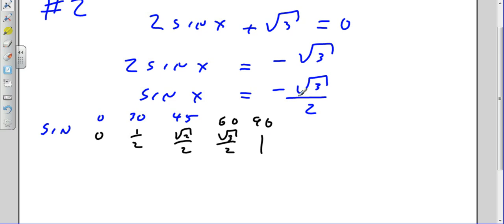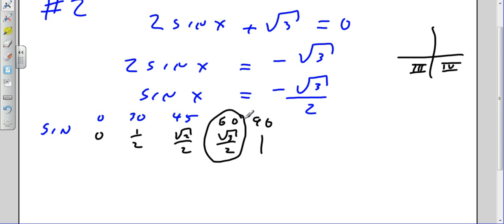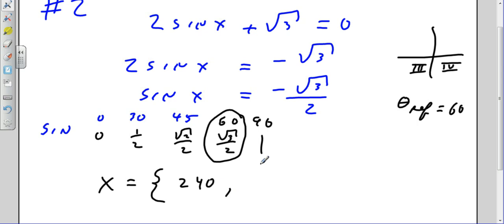So at minus the square root of 3 over 2, I'm at, in the first quadrant, reference angle is 60, but I'm negative, so the sine's going to be negative in the third and the fourth quadrant. So I'm looking for a third and a fourth quadrant answer whose reference angle is 60 degrees. Okay, so x in the third quadrant, 60 plus 180, 240. X in the fourth quadrant, 360 minus the reference angle, 300 degrees, and I'm all done. I only have 2 answers. I could have done a graph and shown that I only had 2 answers as well.